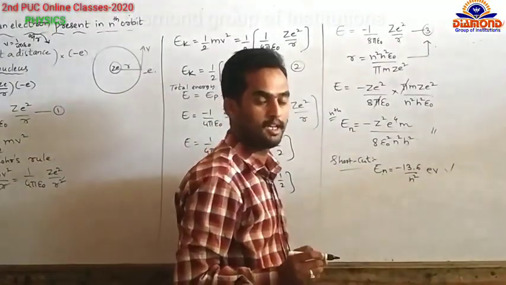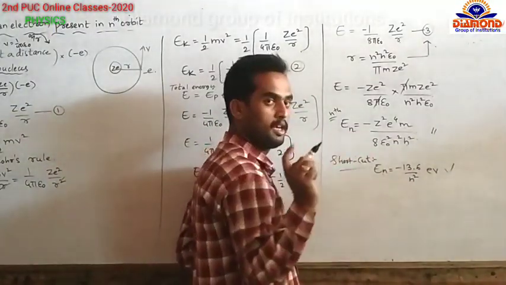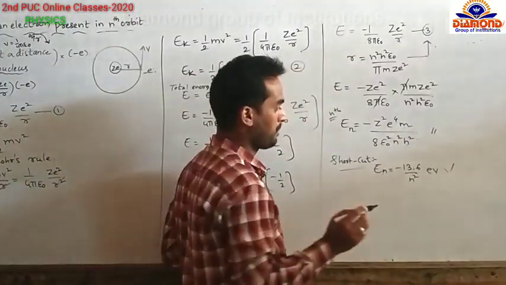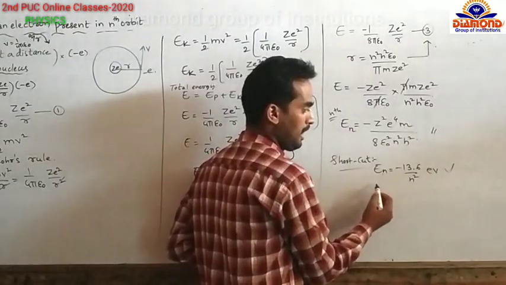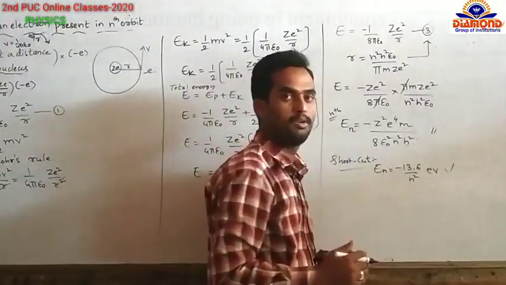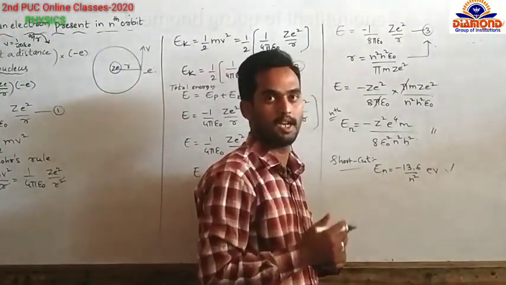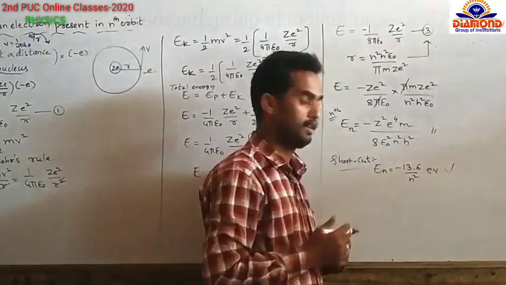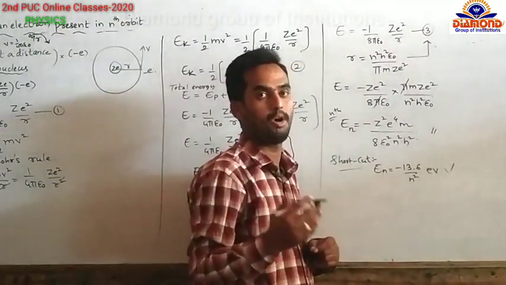What does that n indicate? That orbit number. That means if the electron is present in first orbit, E1. If it is present in second orbit, E2. Like that, based on different energy values. Now we are going to study the spectral series of hydrogen atom, that is the energy level diagram of hydrogen atom.